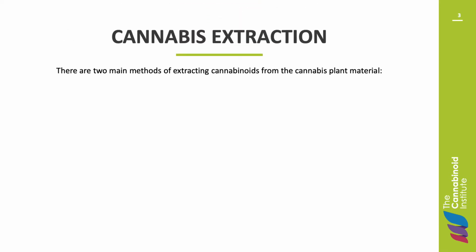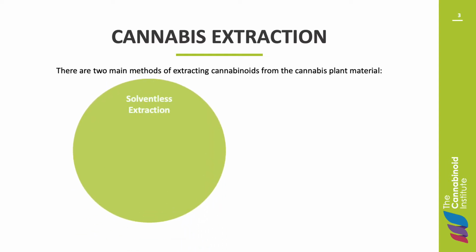There are two main methods of extracting the cannabinoids from the cannabis plant material. The first is solventless extraction. Final products of solventless extraction include dry sift, hash, and rosin. Solventless extraction uses mechanical techniques involving pressure, temperature, and filtration, and is typically more labor-intensive than solvent-based extraction.